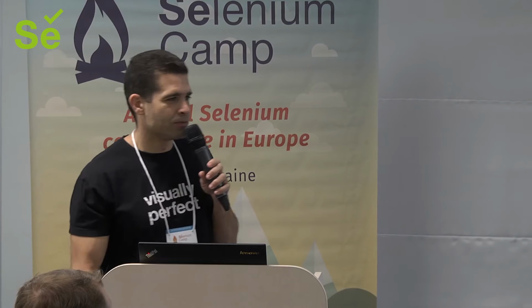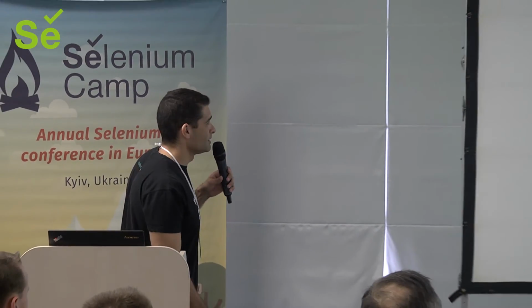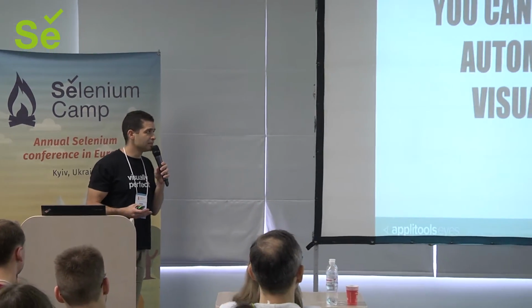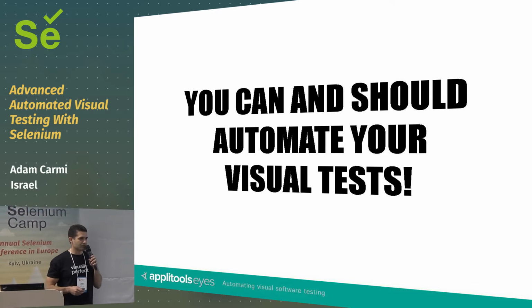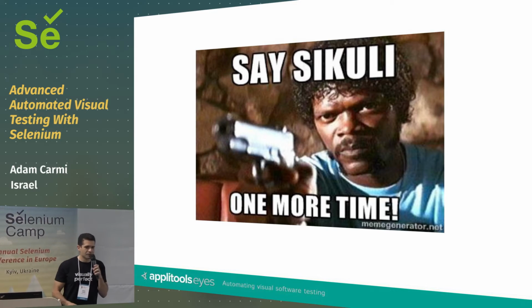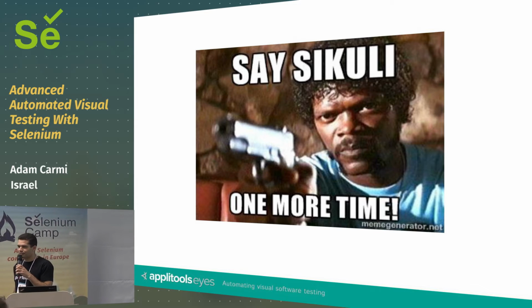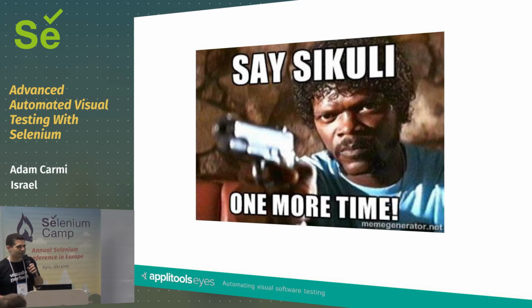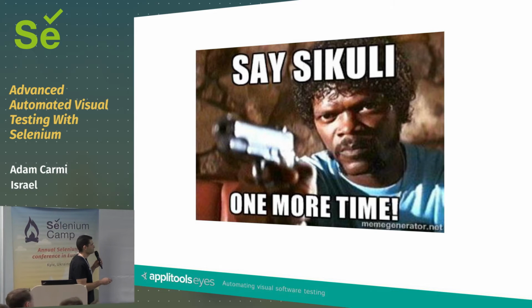As part of my job, I get to meet a lot of developers and testers, and I'm always curious to learn how they do visual testing. The two most common answers that I get are that one, they don't know what visual testing is, and two, they think I'm asking them whether or not they're using Sikuli for testing. So the main thing I hope you'll take away from today's session is that you understand what visual testing is and that you can and should automate your visual tests. But if in addition you also remember that visual testing does not equal Sikuli and tell that to everyone, that would be a huge bonus for me.